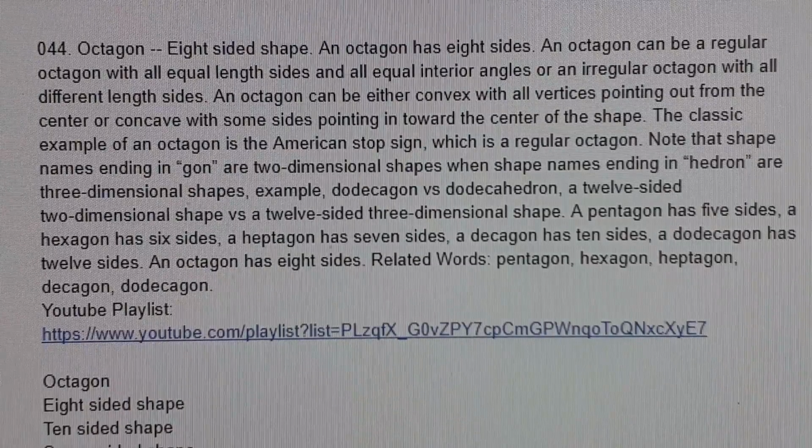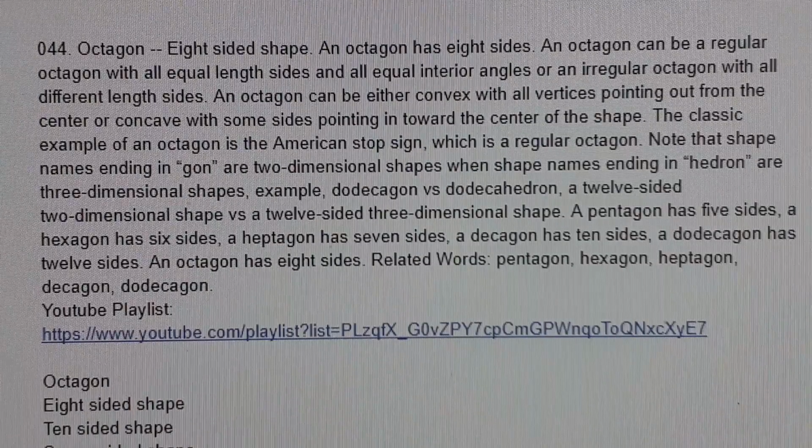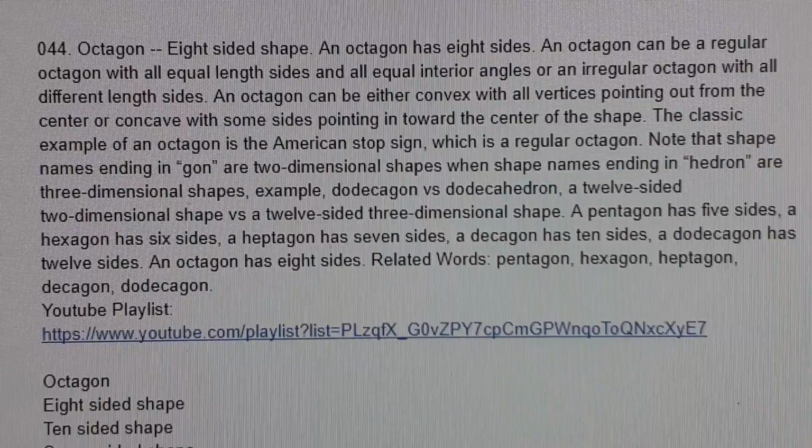Octagon, eight-sided shape. An octagon has 8 sides. An octagon can be a regular octagon with all equal length sides and all equal interior angles, or an irregular octagon with all different length sides.